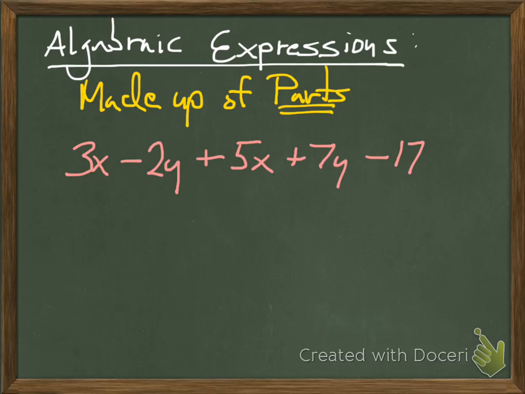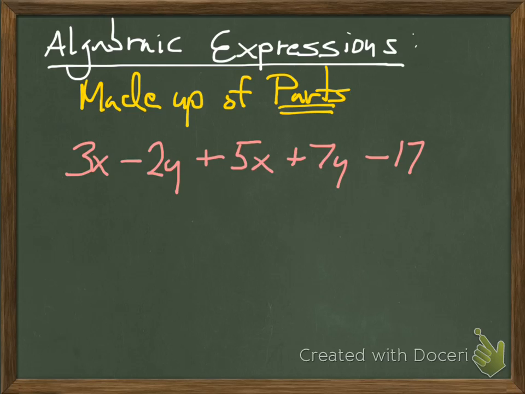So here's an example in pink. 3x minus 2y plus 5x plus 7y minus 17 is an example of an algebraic expression. Now, it's an algebraic expression and not a numeric expression because we have variables. We have x's and we have y's. Both of those letters represent unknown quantities.